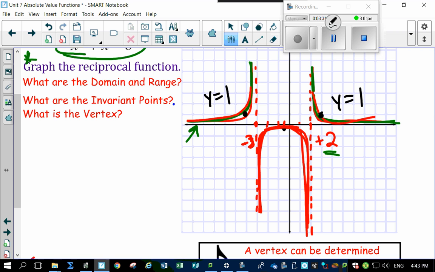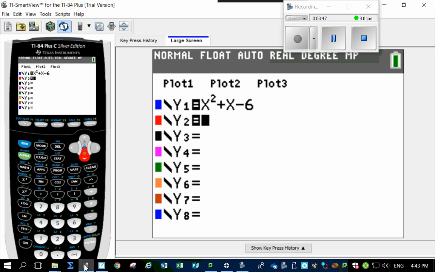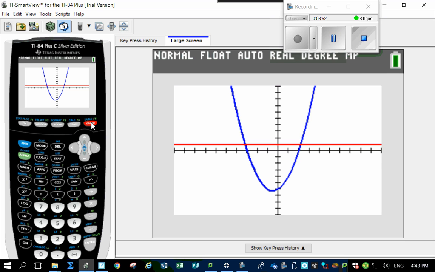So look at the original graph. The original graph was x² + x - 6. That's when it hits 1. So you're going to have 2 points, this point and this point right here. Let's figure out what that is. Bring up your calculator. I just did x² + x - 6, put in 1. I hit the graph of this. Now I'm going to find where they intersect.